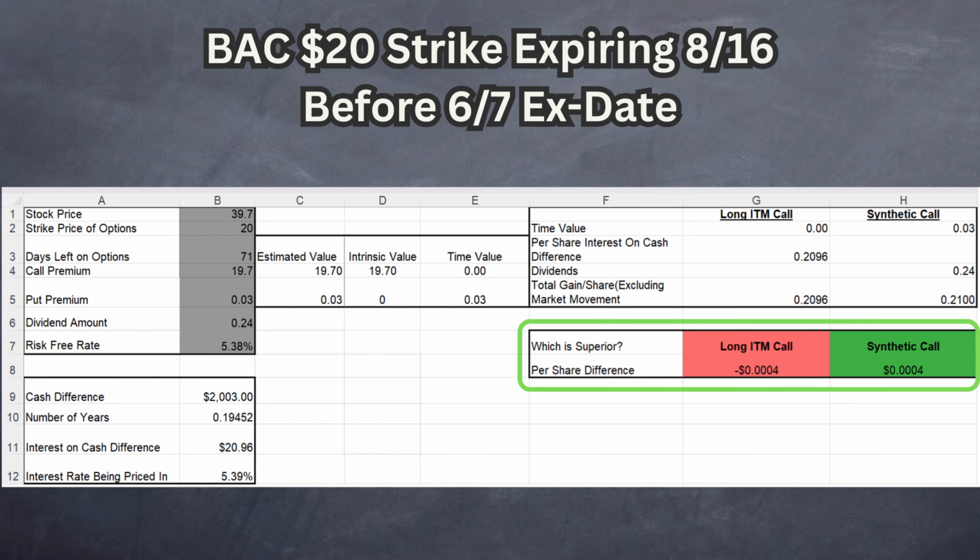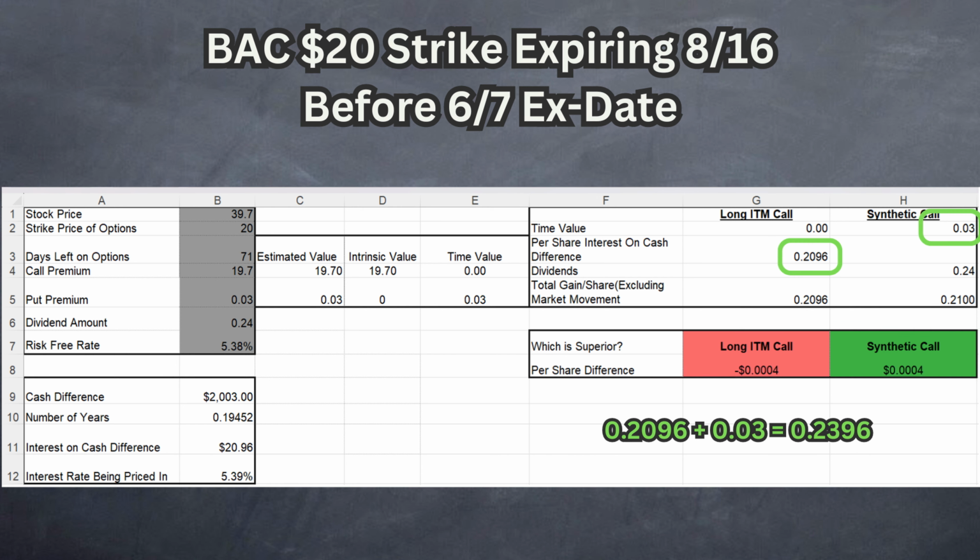This is what my spreadsheet ended up looking like. It's predicting that the two trades will perform almost exactly the same. The estimated time value of the call without the dividend is 24 cents, which is exactly the same as the dividend. So it's right on the edge of being optimal versus not being optimal to exercise early. And when you factor in transaction fees and bid-ask spreads, it will definitely not be optimal.